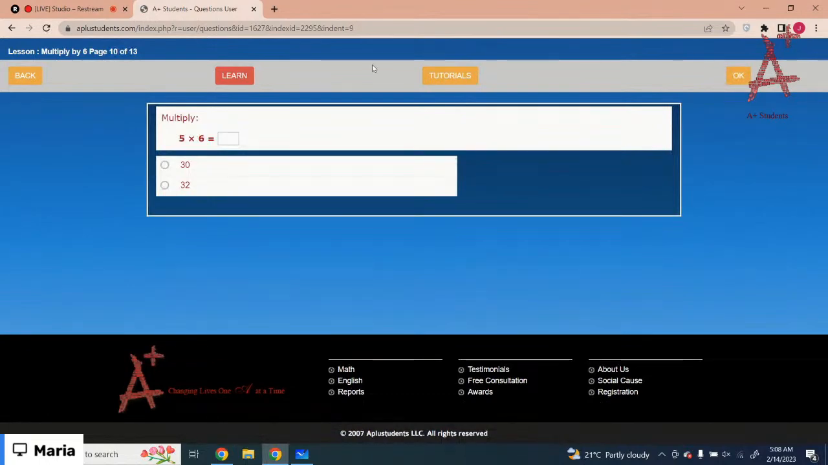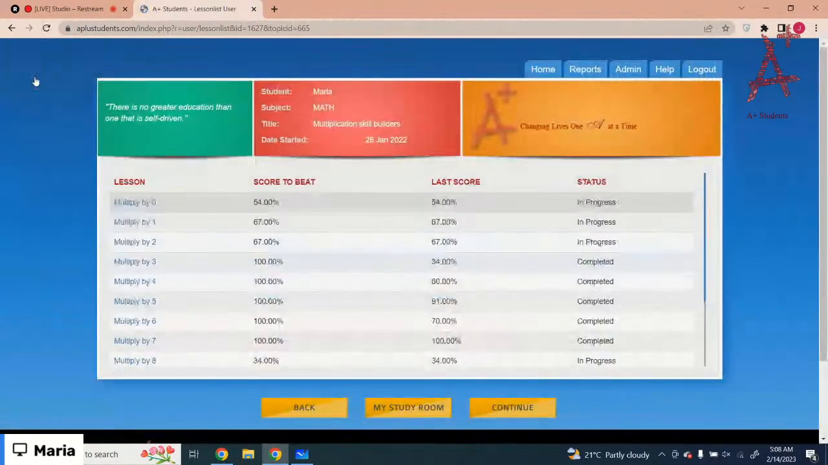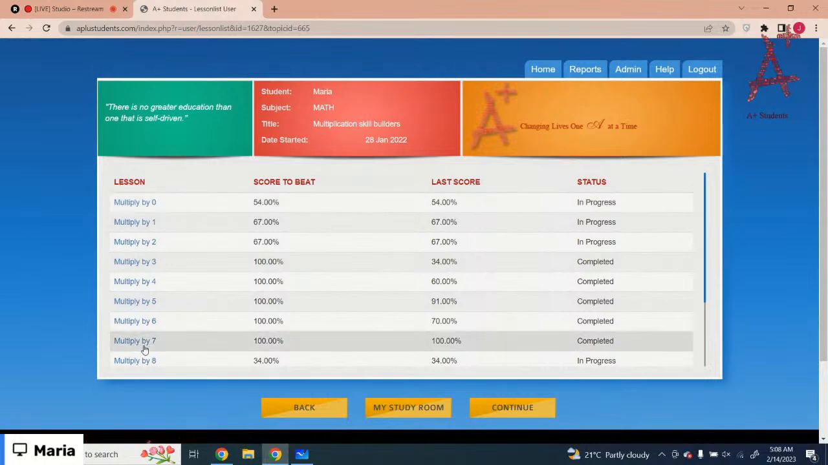Let me just move on to the next lesson. Basically, you just have to memorize all the tables. If you are perfect with the tables, you can do multiplication. But if you're not perfect with the tables, then multiplication is a big deal. So please make sure you are perfect with the multiplication. Got it? Okay, the next one is multiply by 7.